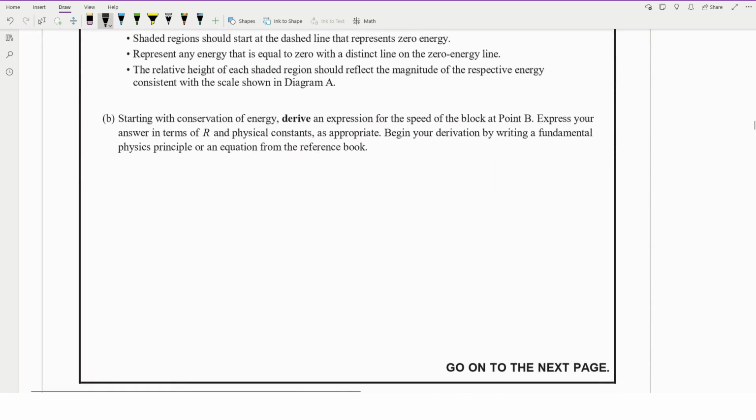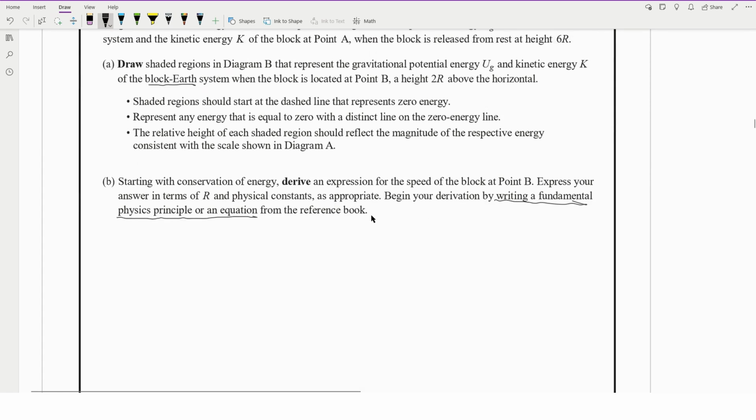Starting with the conservation of energy, derive an expression for the speed of the block at point B. Express your answers in terms of r and physical constants as appropriate. Begin your derivation by writing a fundamental physics principle or an equation from the reference book. So this is a very common thing that is tested on the AP exam.